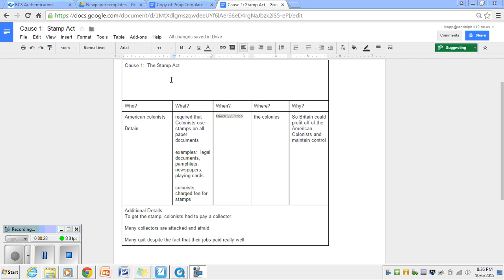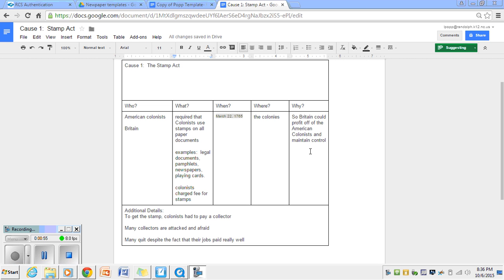So basically, the Stamp Act, I'm remembering here, required the colonists to use stamps on basically all paper documents, from legal documents to playing cards. And they were charged a fee for these stamps. And so Britain was profiting off of these stamps because they were the ones requiring that they be used. So they were making a lot of money off of the stamps.